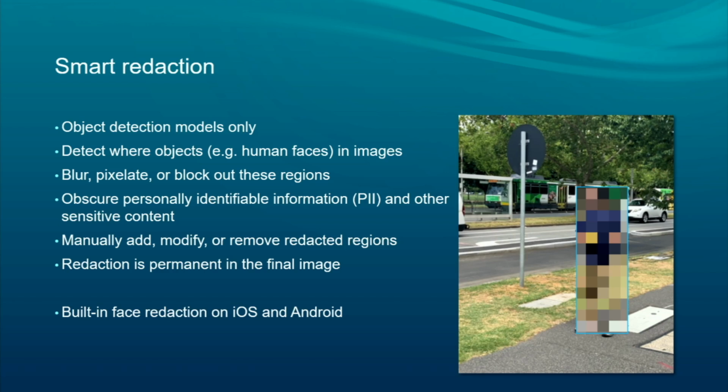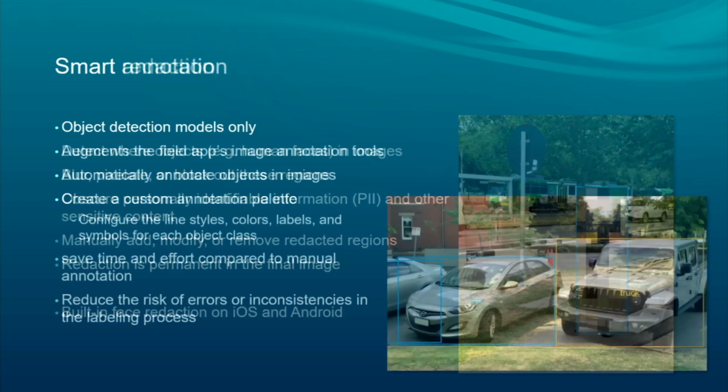It's worth noting the redaction cannot be reversed, which is what you want, right? You want to redact people's faces or PII or whatever and have that burnt into the image. It's also worth noting that on iOS and Android only, not Windows, you can use built-in face redaction, which uses the built-in APIs on the device to detect faces and then blur them out or block them out. You don't need a model for that, it just does it straight out of the box, and I'll show you that in a minute.